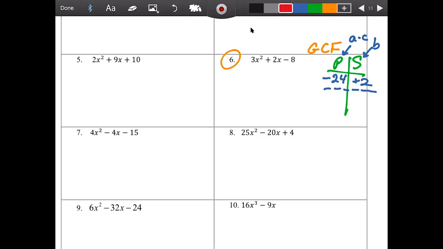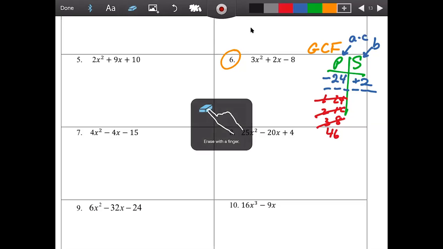Okay, so I need factors of 24. I could have 1 and 24, 2 and 12, 3 and 8, 4 and 6. Those are all factors of 24 that multiply together. I want to get a positive 2 out of these. I can't get 2 out of 1 and 24, 2 and 12, or 3 and 8, whether I add or subtract them. With 4 and 6, I can get a 2 out of subtracting, or adding their opposites.